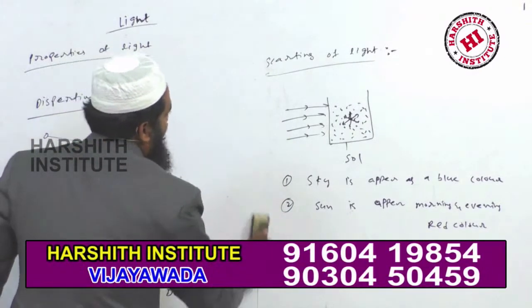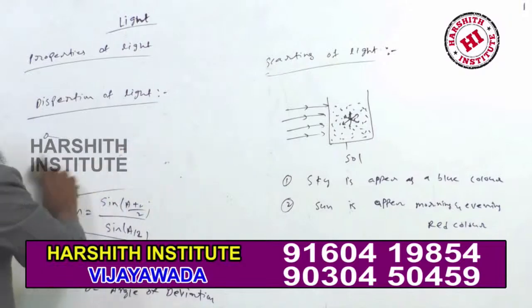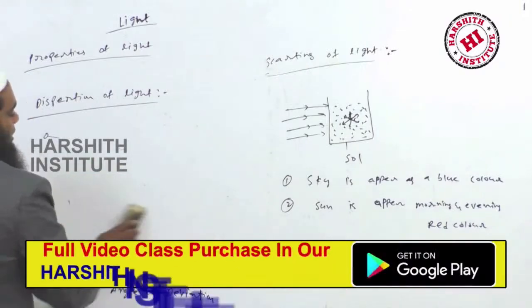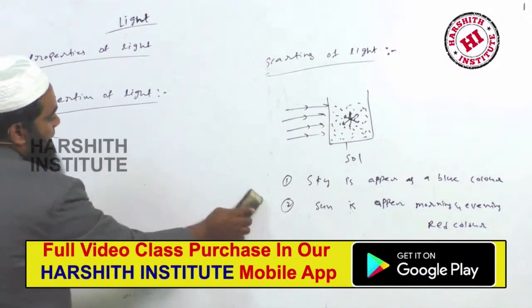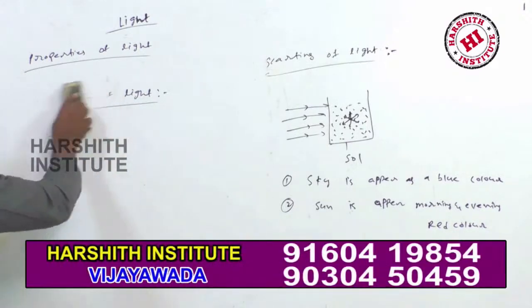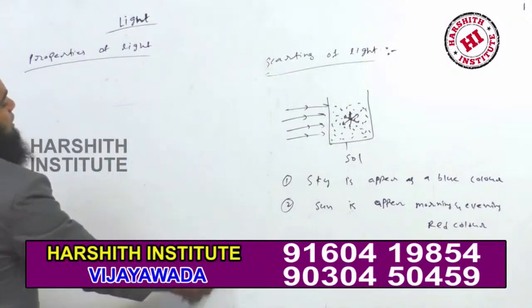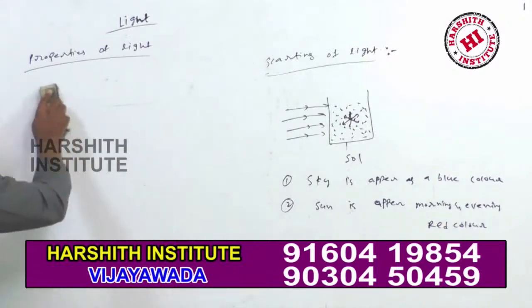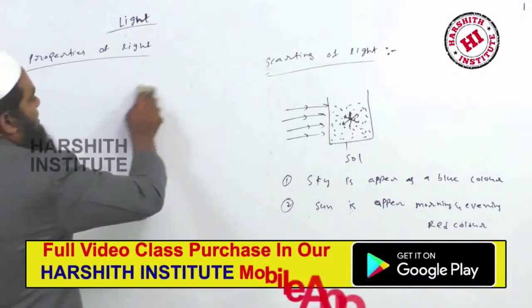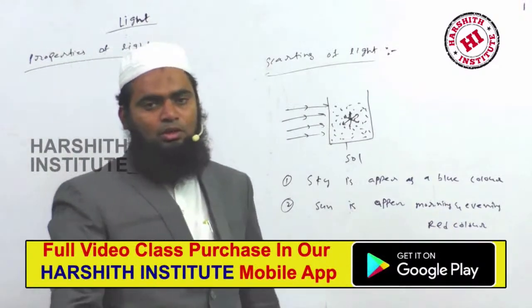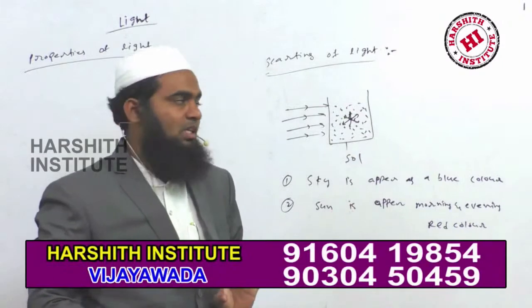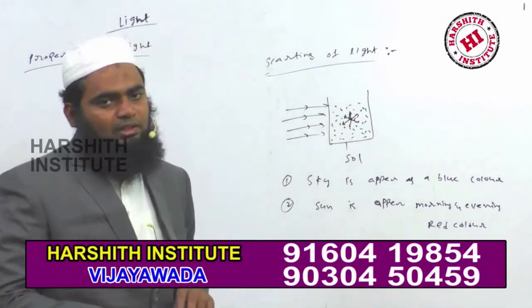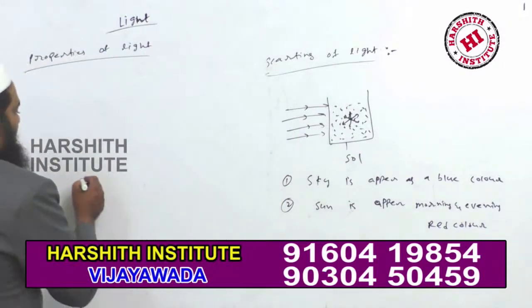Scattering of light is the phenomenon in which, when a beam of light is passed on a colloid solution, it touches the colloid particles and splits in all directions. This phenomenon is known as scattering of light. Now let us observe.